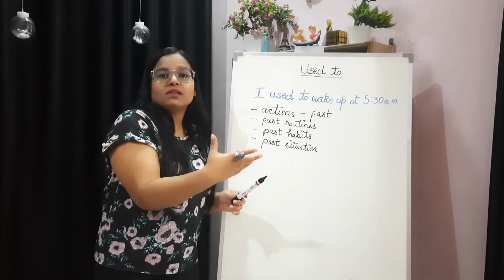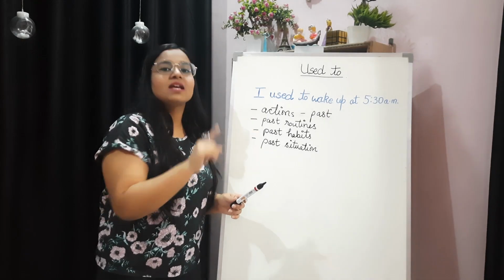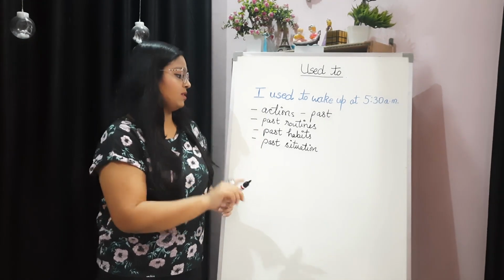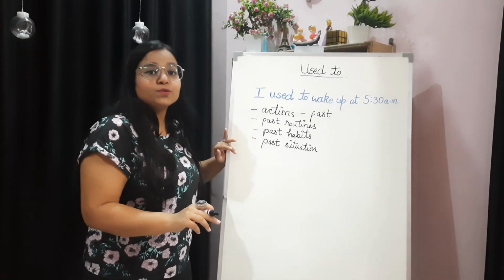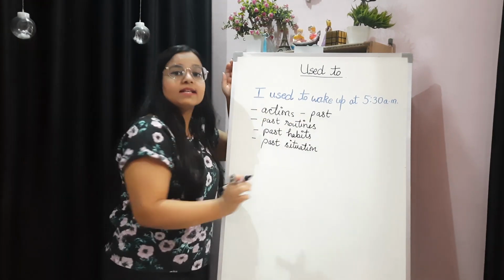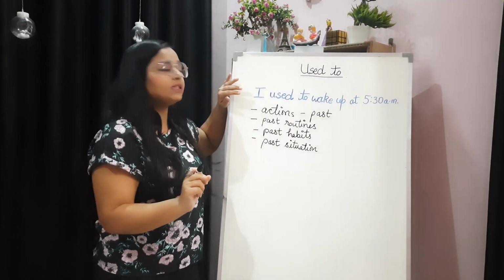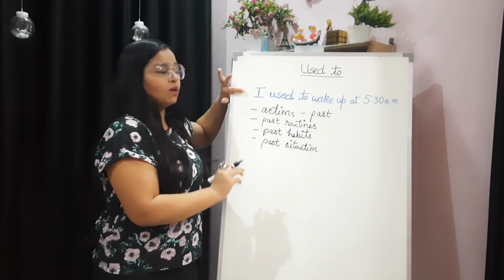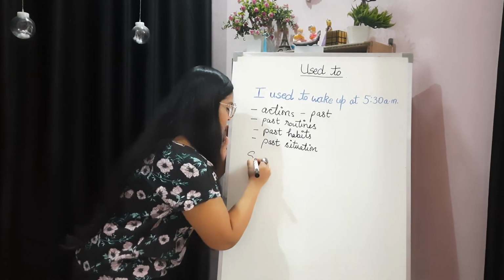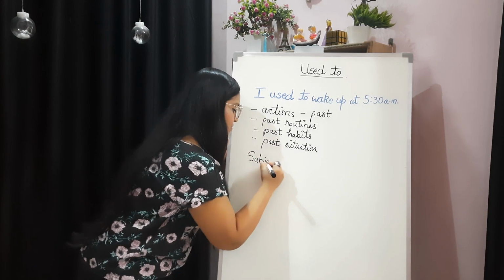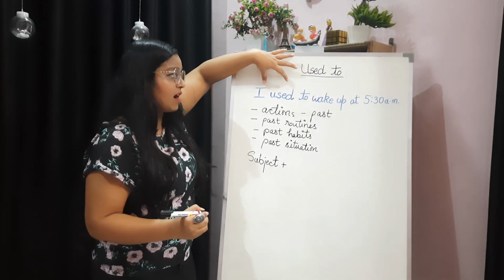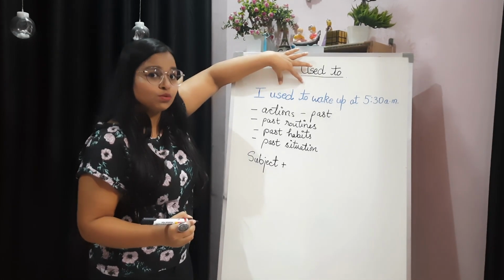We used to travel by train. That's habit. That house used to be white in color. It's a situation. Okay. So these are the usage of used to. Now let's focus on the sentence and let's focus on the grammar. Let's look at sentence structure. What's I here? It's a subject. Then after I, it's used to.